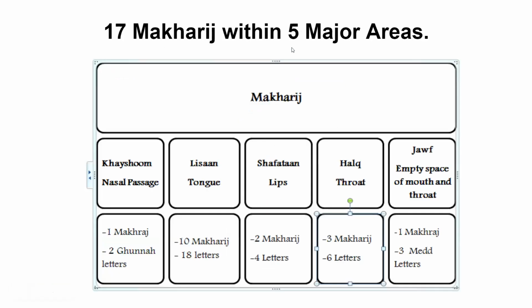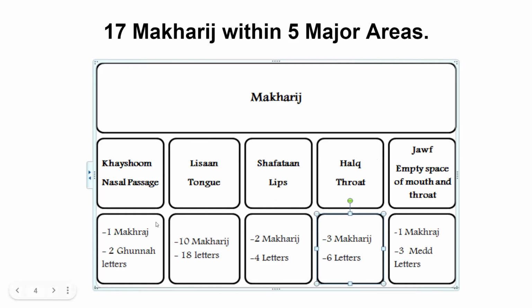Now, when it comes to the 5 major areas, these are going to further be divided into 17 makharij. So here we have the general ruling. We just have makharij. At the very top, we have these 5 major areas, and this is what we learned in the previous slide. We have khayshum, lisan, shafatan, halq, and jawf. We have the nasal passage, the tongue, the lips, the throat, and then the empty space of the mouth and the throat.